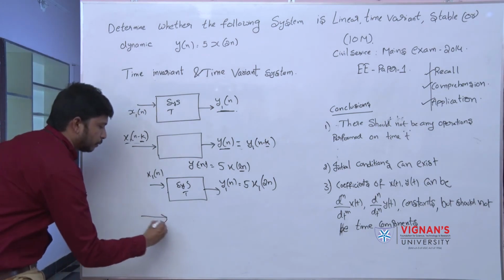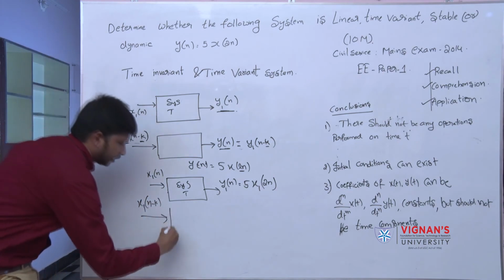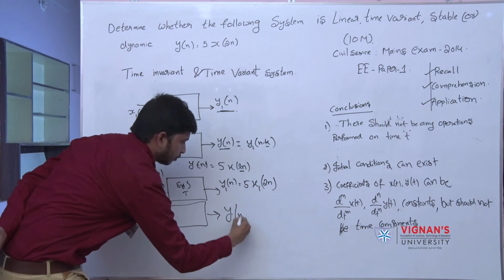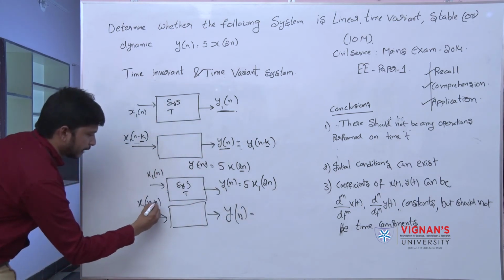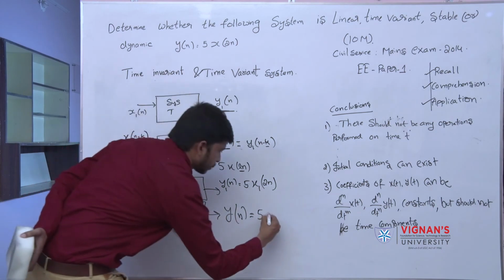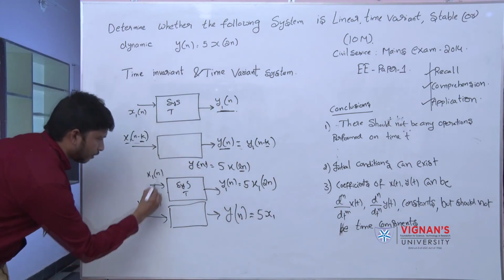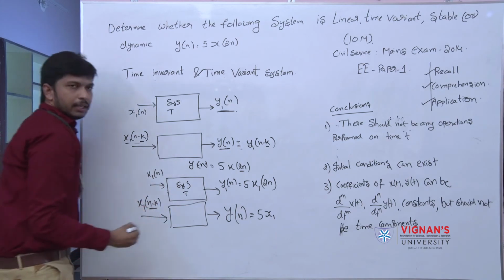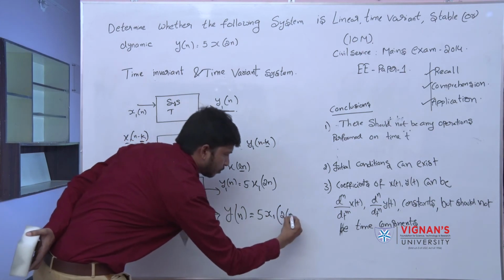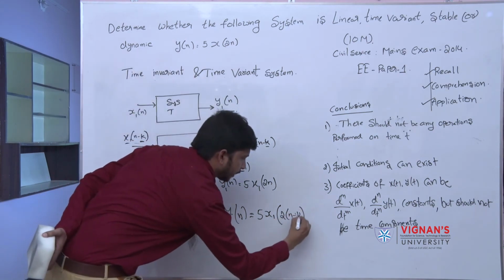Now, delay the input by k samples, x1 of n minus k. Give it to the same system, then what is the output? If you delay the input by k samples, the output is equal to 5 into x1 of, in place of n, here we have n minus k. You have to write n minus k in place of n.